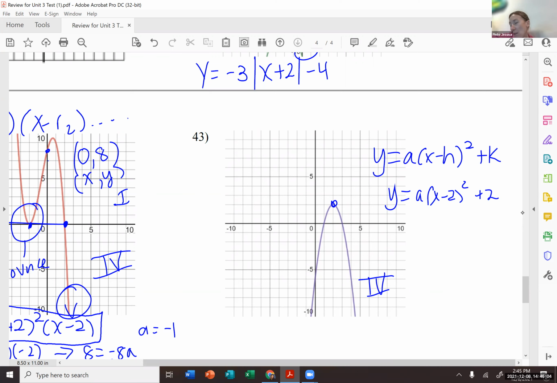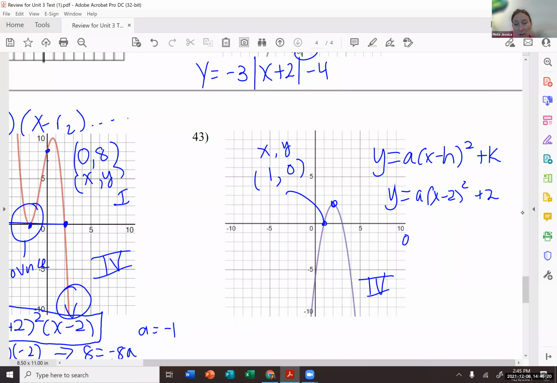x minus 2 squared plus 2. Well, now I have to find another ordered pair. So I see that it crosses on my intercept really nicely at, and that's not a y-intercept, that's an x-intercept. So it goes 1, 0, x, y.